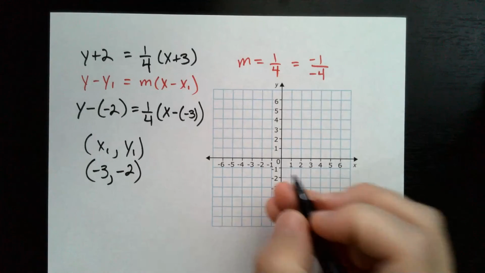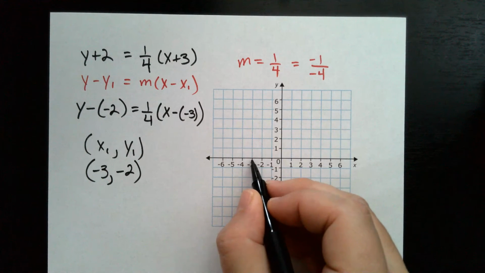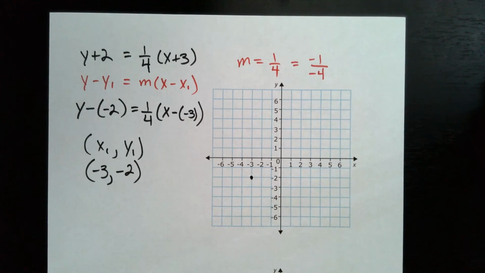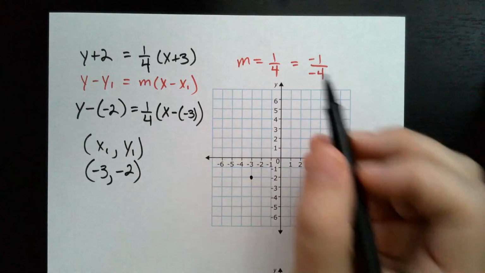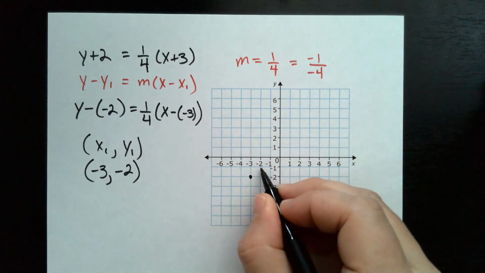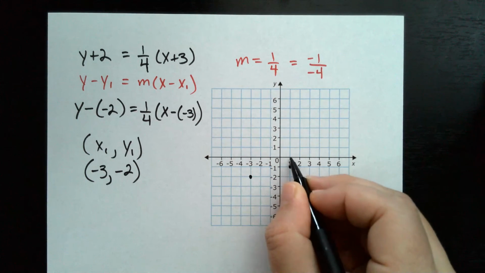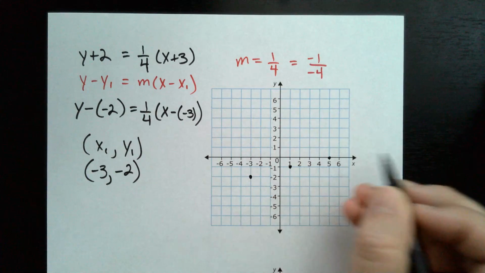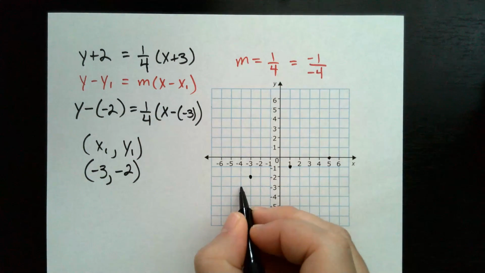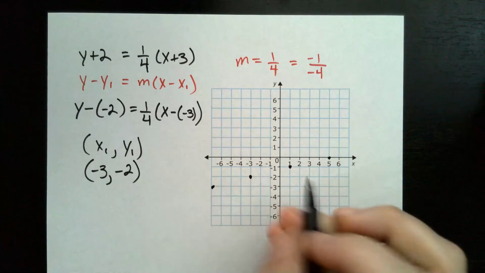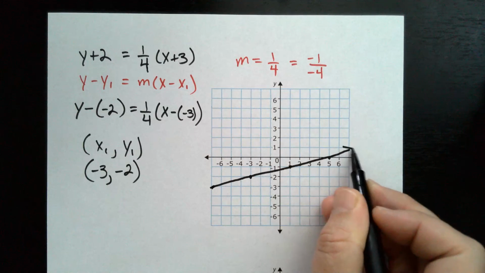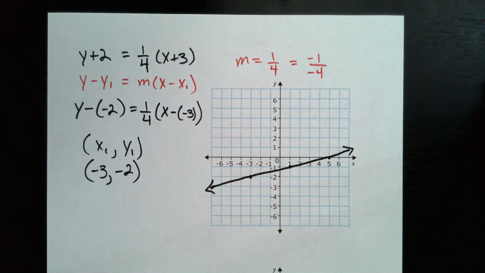Okay, so we go to negative 3 on the x-axis and then negative 2 on the y, and we get a point. There's our point. And now we use our slope, and we can use either one or both. The positive one says you go up 1 and over 4: 1, 2, 3, 4. Or you could go negative, negative, which means down 1, left 4: 1, 2, 3, 4. Okay, and here's our line. And that's it.